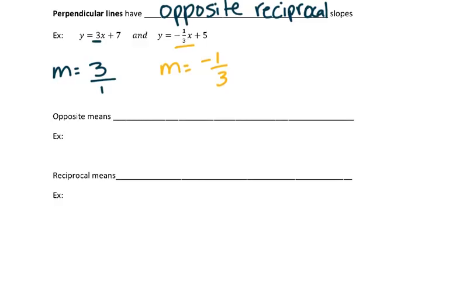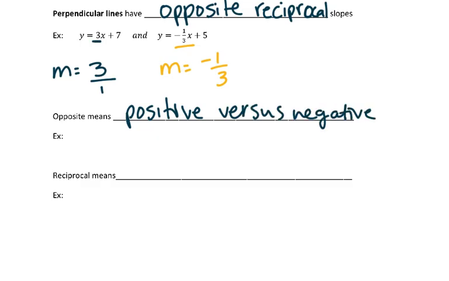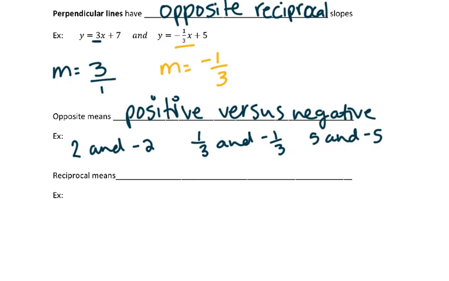So opposite means that we have positive versus negative. And we're talking about numbers here. So I'm going to give a couple of examples. For example, if I have 2 and negative 2, or if I have 1/3 and negative 1/3, or if I have something like 5 and negative 5. These are all opposite numbers. They're the same number, but one's positive, one is negative. So that's opposite. Reciprocal has a different meaning.